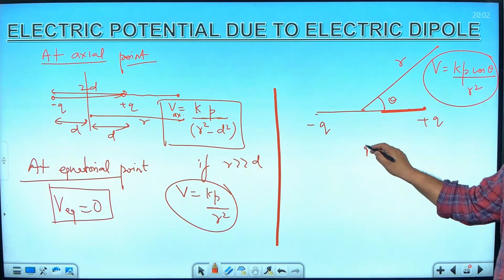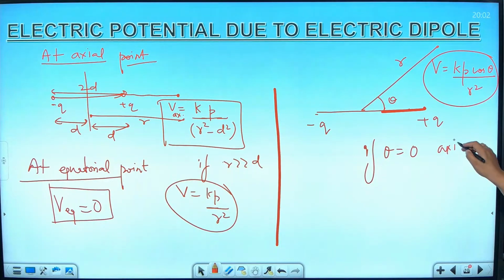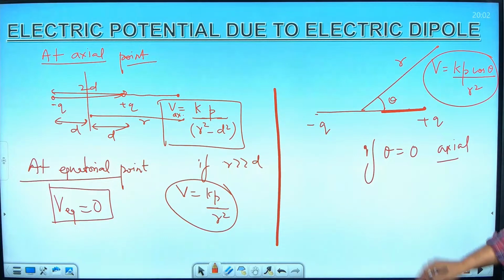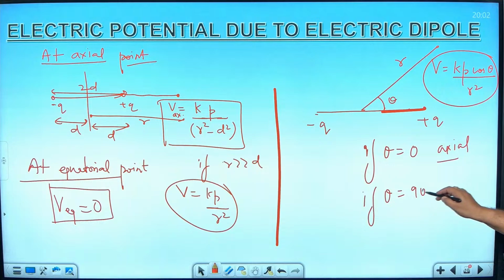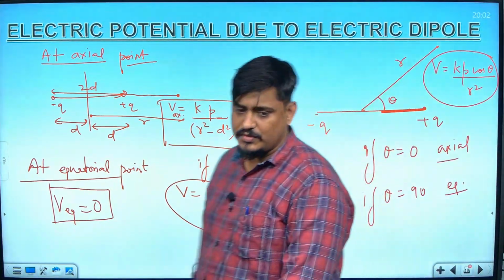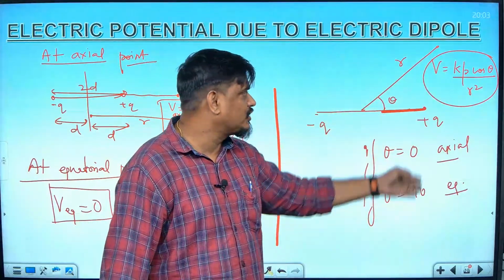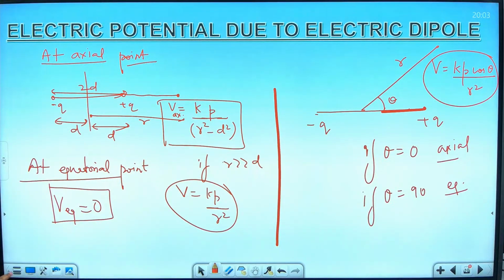Very clearly visible, if theta is equal to 0, it is an axial point, isn't it? Obviously, if theta becomes 0, it will come straight in the line of dipole. And if theta is equal to 90 degree, it will be what? Equatorial point. And for equatorial point, what is the value? 0. Obviously, put cos 90, it will become 0. And cos 0, it will become Kp by R square. So that way also you can remember. Okay? Is it clear? Any doubt? I hope no.